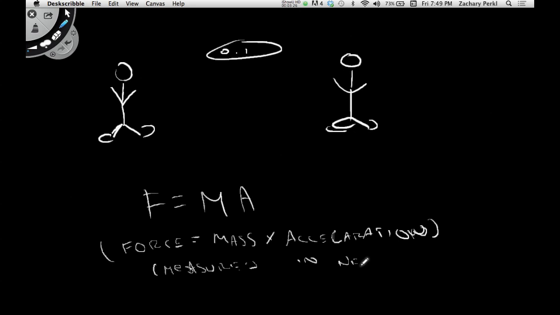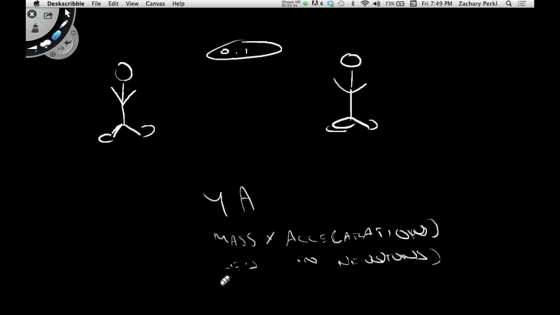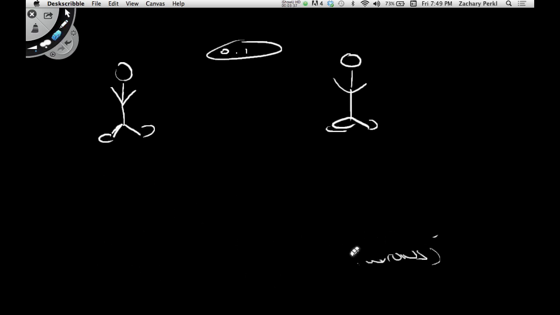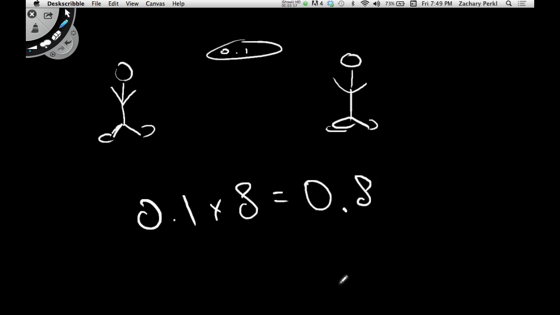Alright, so now we can calculate the force of it. So mass is 0.1 kilograms, so can you write something? 0.1. Wait, that's probably wrong. Yeah, that's a bit big. 0.1 times 8. So that would be 0.8 newtons. So we know how much force it is.